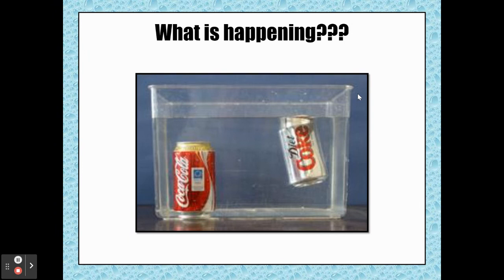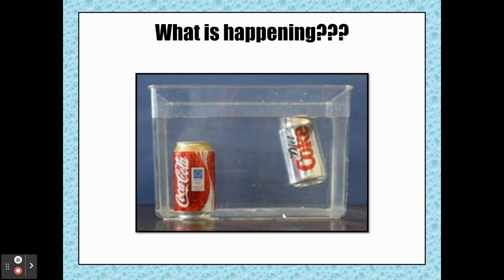I'm going to be going over density and applying this to Earth examples, or geography examples, or examples involving the Earth. So let's get into this. What you see in front of you are two Coke cans. You have Diet Coke and you have Coca-Cola, regular Coke. So the question here is, why is one floating and the other is not?